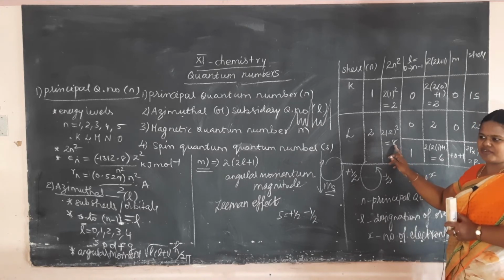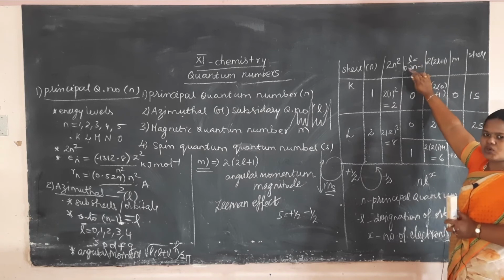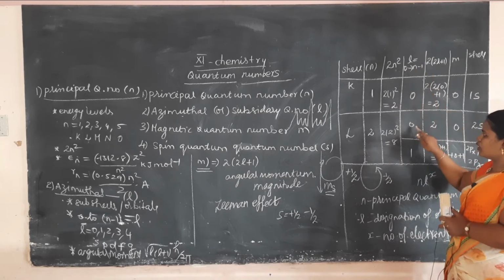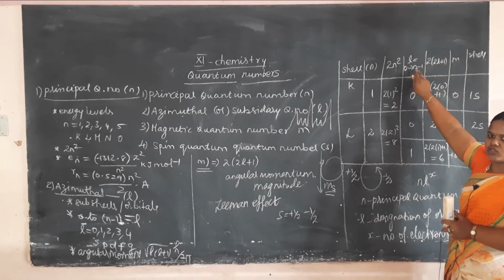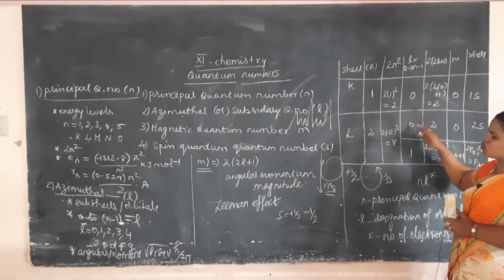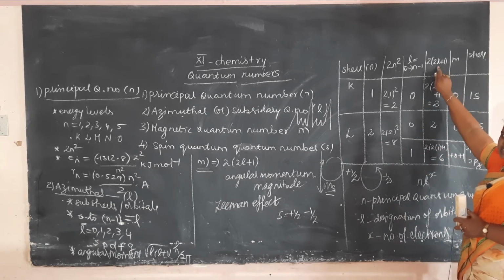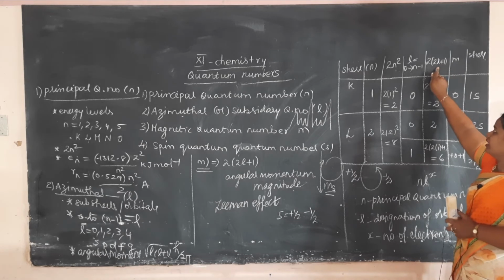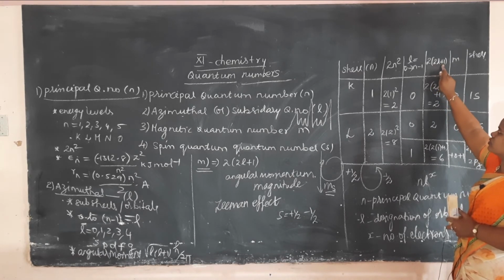Okay, 2n squared formula. Then it can have 0 to n minus 1 values. So 0 is one value. Then in n minus 1, put 2 in place of n, 2 minus 1, what do you get? 1. So this L can have two values, 0 and 1. Now you substitute in the equation 2 into 2L plus 1, here you substitute 2. So 2 into 2 is 4, plus 1, 5.